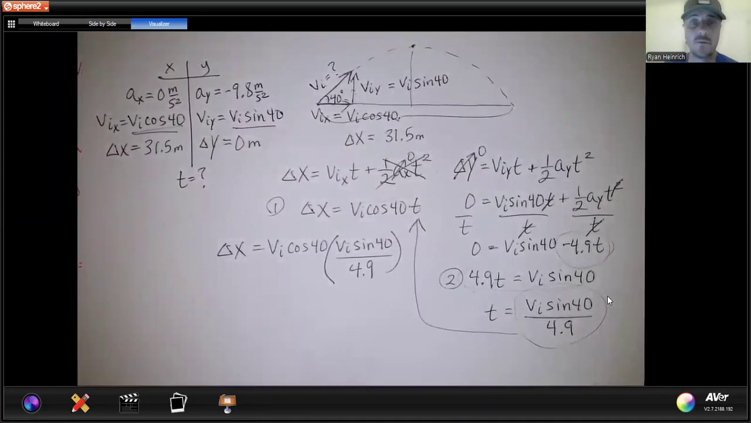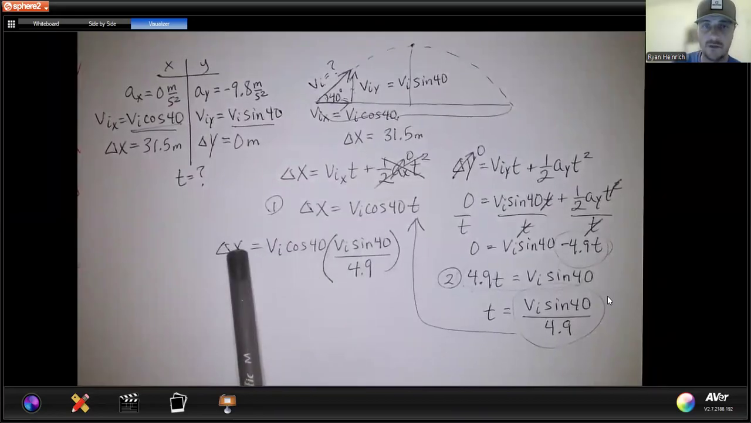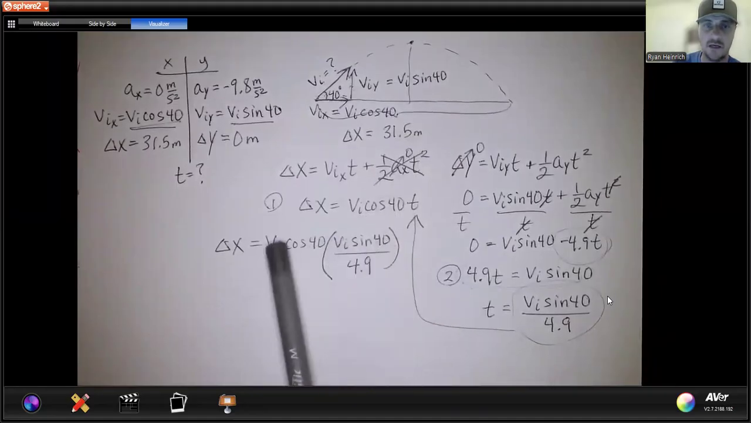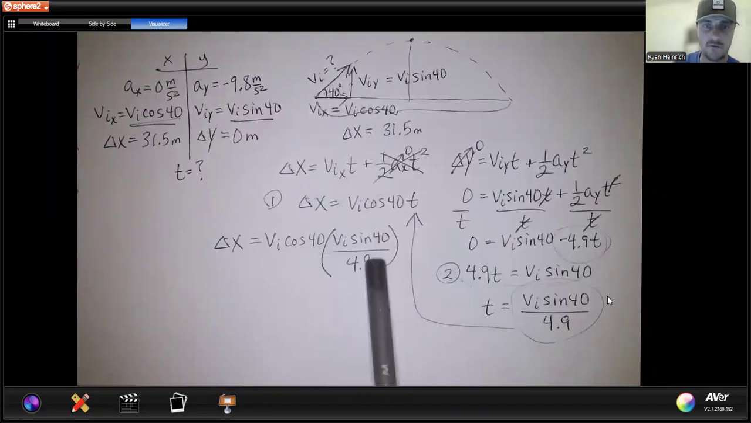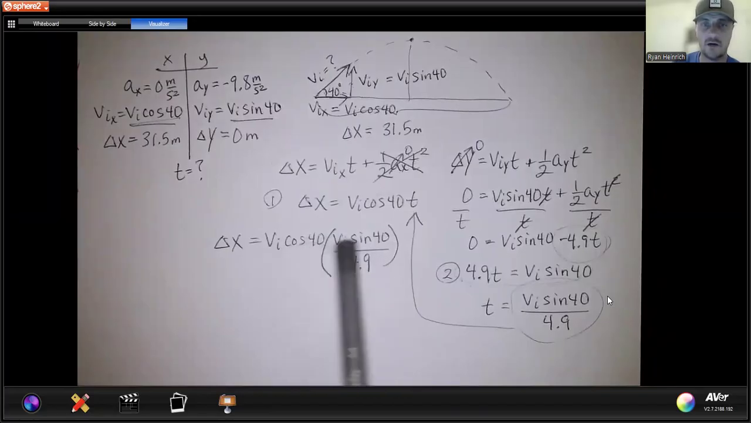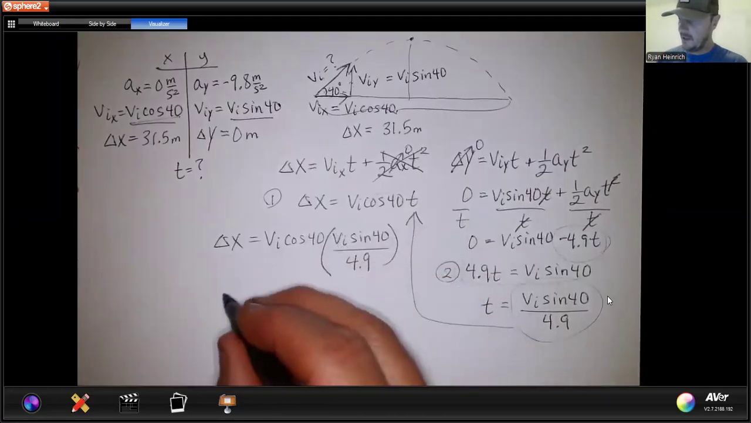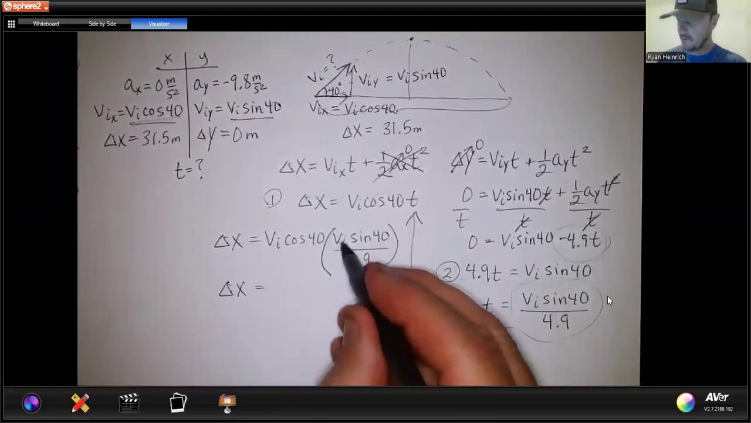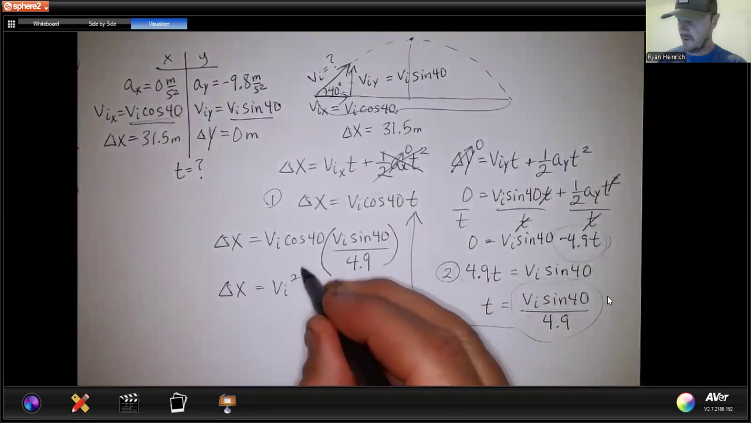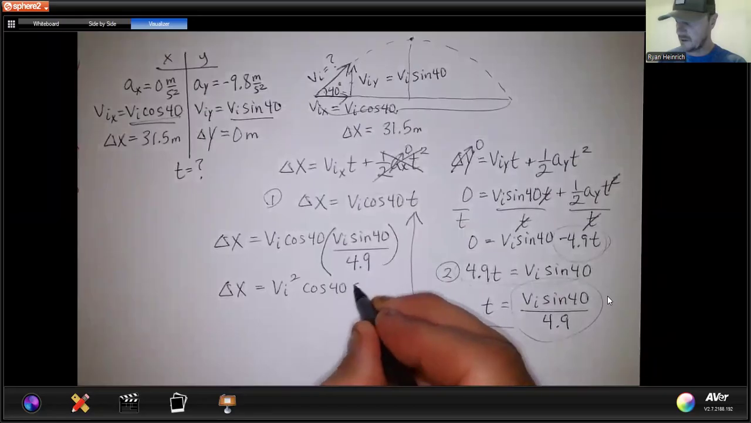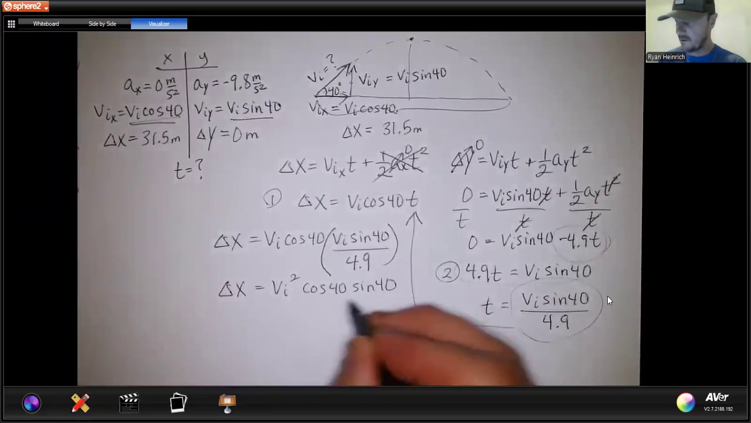And the cool thing is we've got nothing but VI in this equation. Notice we know delta x. We can calculate sine and cosine of 40 very easily, and that's obviously a constant right there. So how do we isolate VI? Here's how I'm going to do it. I'm going to rewrite this as delta x equals VI squared, which is VI times VI times the cosine of 40 times the sine of 40, all divided by 4.9.